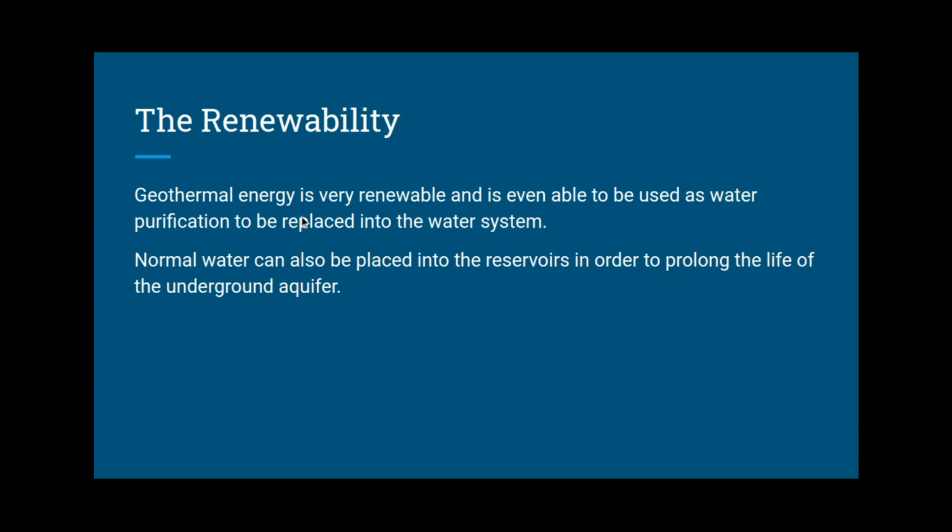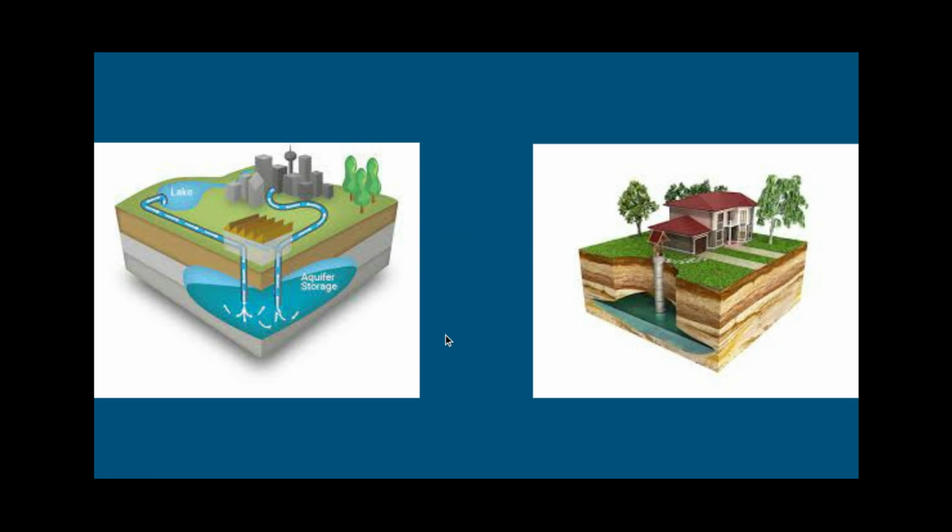to be used to generate electricity. And even then, normal water can be placed into the reservoir in order to just make sure that it stays active as a generation source. So if your water level is running low in the aquifer, you just dump more in there and it will heat up and still be able to make electricity.